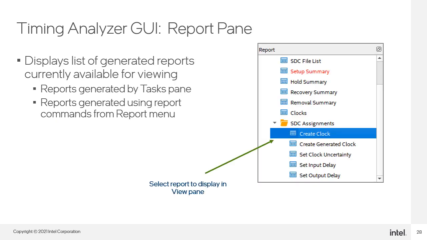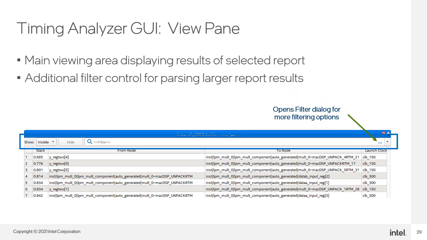A report that you generate during your current session with the Timing Analyzer will show up in the Reports pane. There is a listing of all the reports in this pane, and whenever you generate a new report, that report gets added to this list. Select the report that you want to see, and it will appear in the View pane.